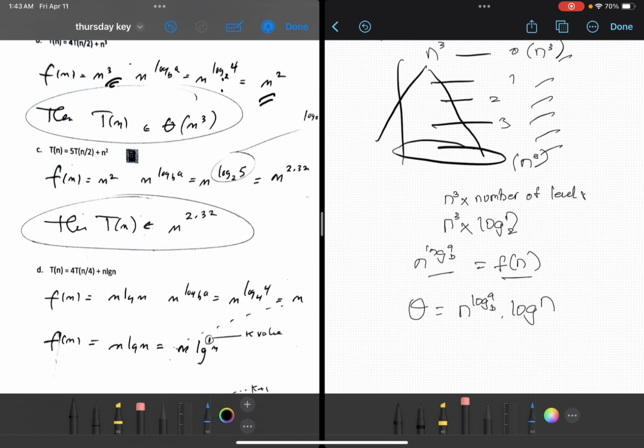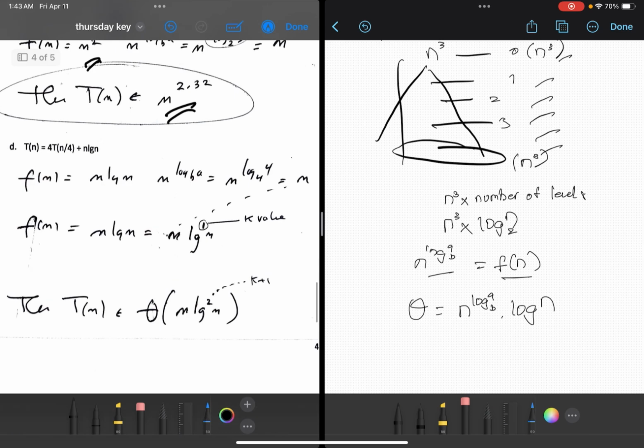Let's go to the next problem, and we have f of n is equal to n square, and n to the power log a to the base b is equal to n to the power log 5 to the base 2, which is equal to n to the power 2.32. And out of n square and n to the power 2.32, the latter is going to be higher, so the theta complexity will be n to the power 2.32.